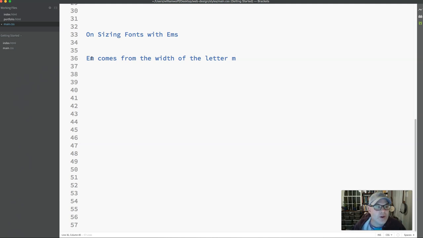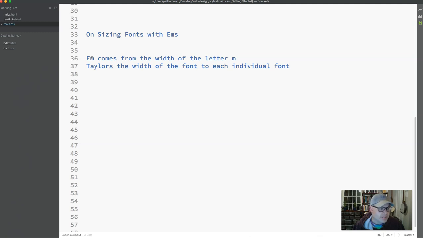And so what using EMs does is it tailors the width of the font to each individual font. That is because each font has a different width for the letter M. And so by using the size EM, instead of pixels, which are based on your screen and how your screen is interpreting what one pixel is, here it is actually tailoring it for the individual font.